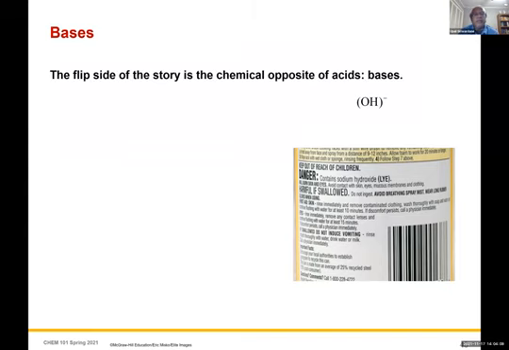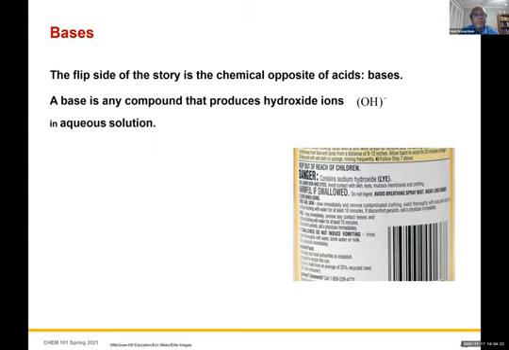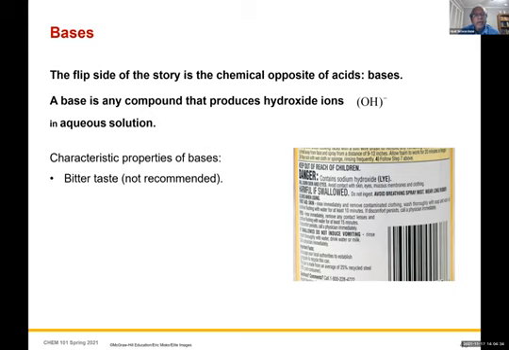The flip side of the story is that the opposites of acids are bases, which contain hydroxide ions. A base is a compound that produces hydroxide ions in water. Aqueous solution means water. Unlike acids, which are sour, bases have a bitter taste. We never recommend tasting anything in the laboratory or in the household if you know that it is dangerous.